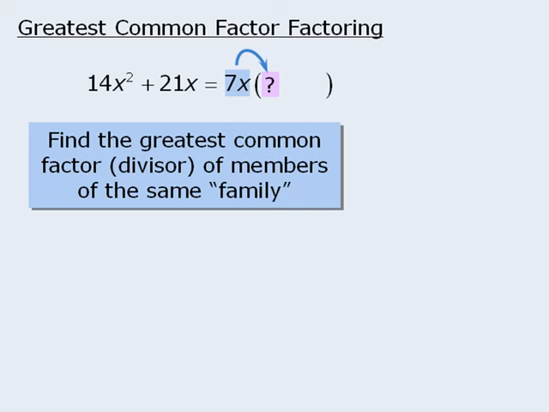So, for example, what must we multiply 7x by to get a product of 14x squared? Well, 7x times 2x equals 14x squared, so we will add that here. Next, we need to determine what to multiply 7x by to get a product of positive 21x. Well, 7x times positive 3 equals 21x, so we can add that here. We have now factored 14x squared plus 21x. It is equal to 7x times (2x plus 3).